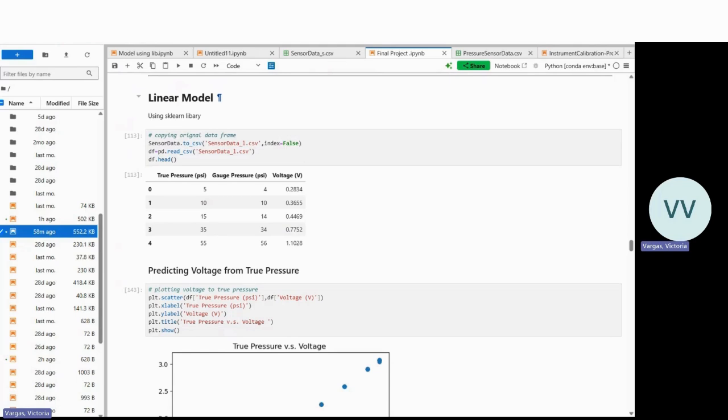So using the sklearn library, this was my portion of the project. I was able to copy the original data frame and then plot the voltage from true pressure.